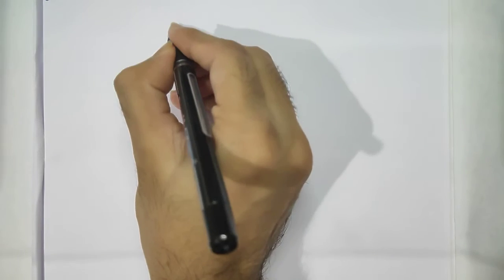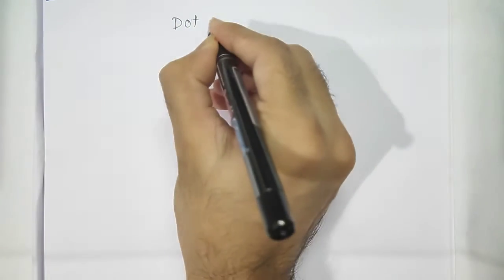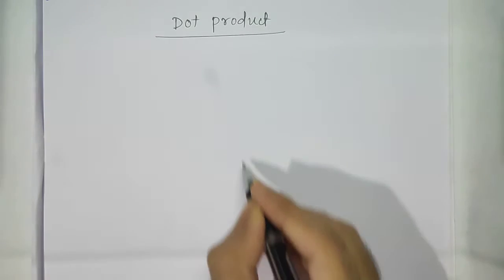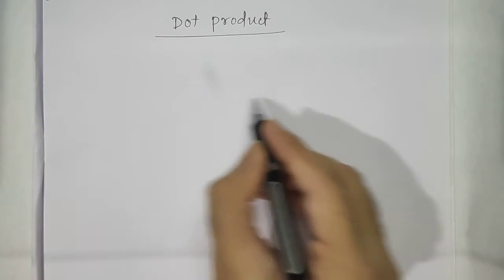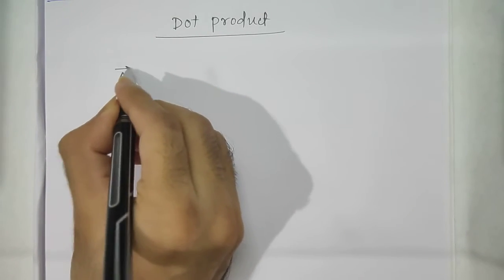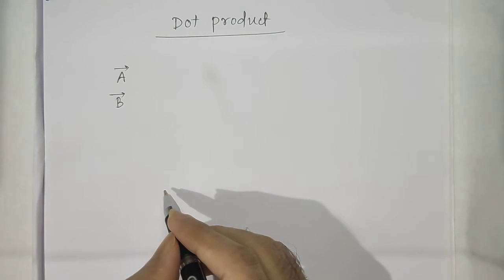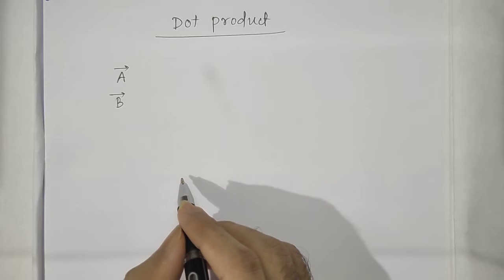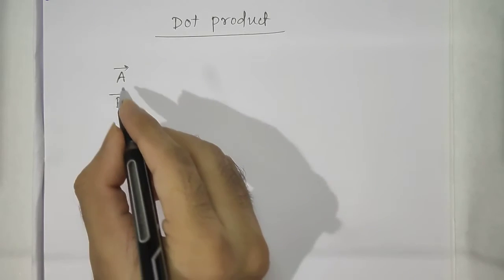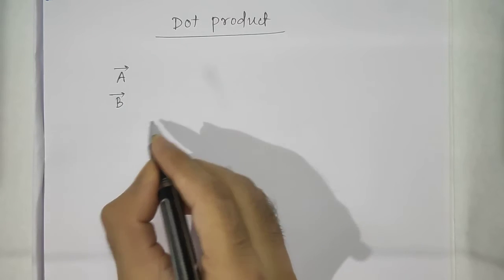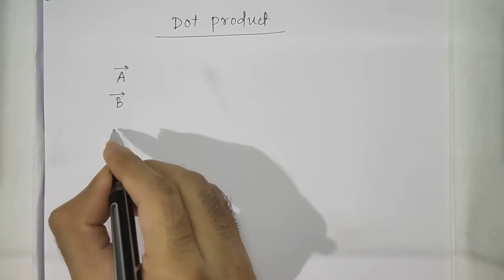So today we will learn about the dot product. So what is this? Suppose we have a vector, vector A, and we have another vector, vector B. So what will be the dot product of the vectors A and B? The dot product of the vectors, we can write it like that.